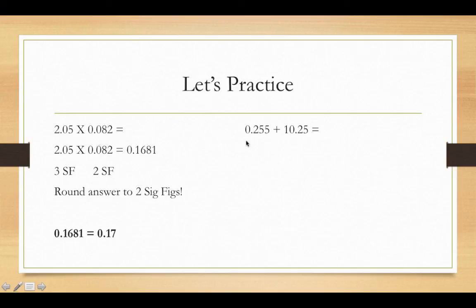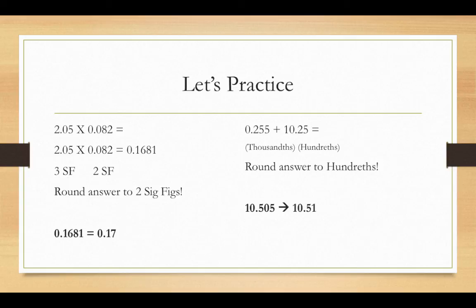All right, let's try with addition. 0.255 plus 10.25. So if I look at that, addition tells me I need to look at the decimal place values in my answers and record my answer to the least number of decimal places from my measurements. So this first measurement goes to the thousandths place, and the second to the hundredths place. That means that my answer needs to go to the hundredths place. So 10.505 becomes 10.51 when I round it to the hundredths place.